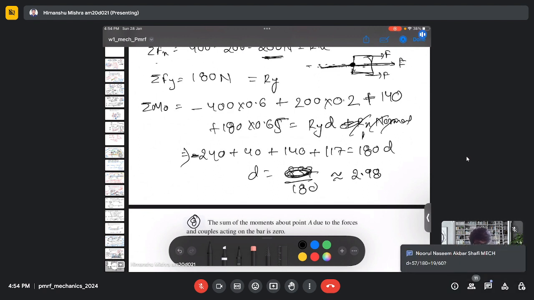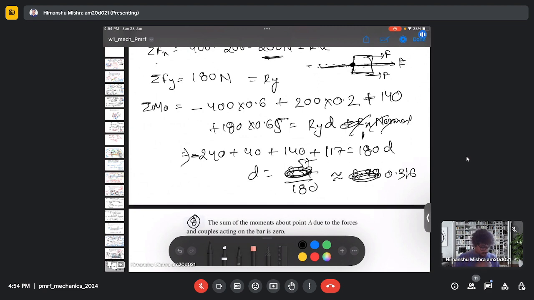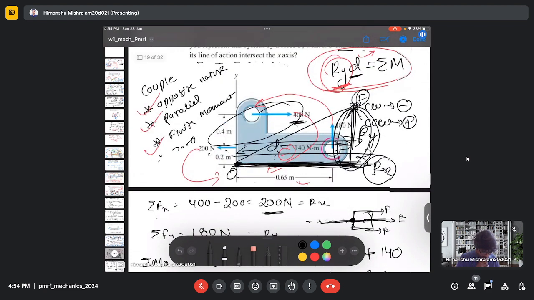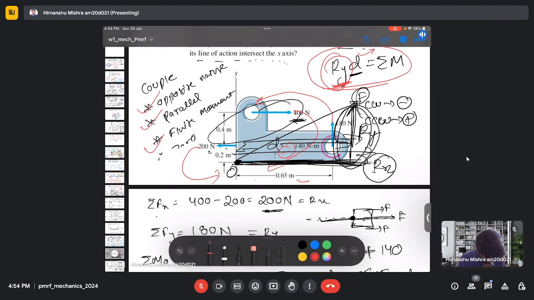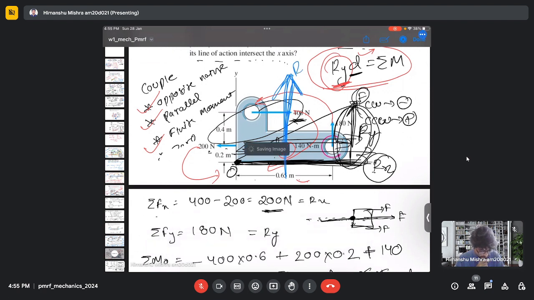So this is not 537, yeah. This is 57 and it will give you 0.316. So your distance is 0.316, which means that the Ry is somewhere located here. This is where your Ry is located.